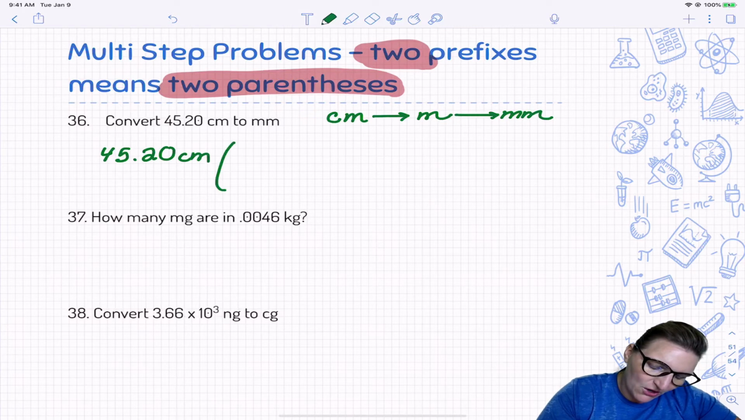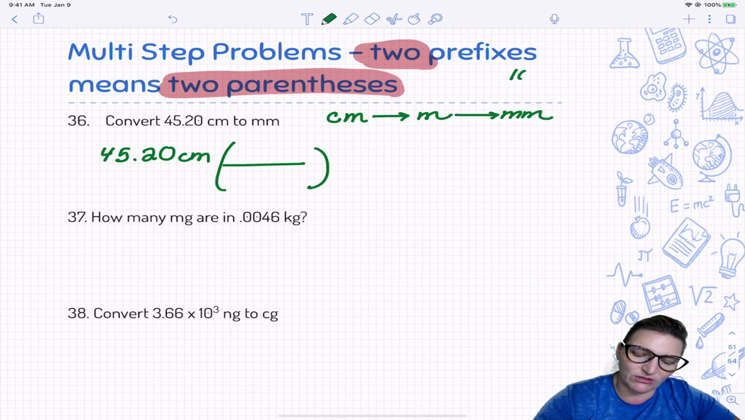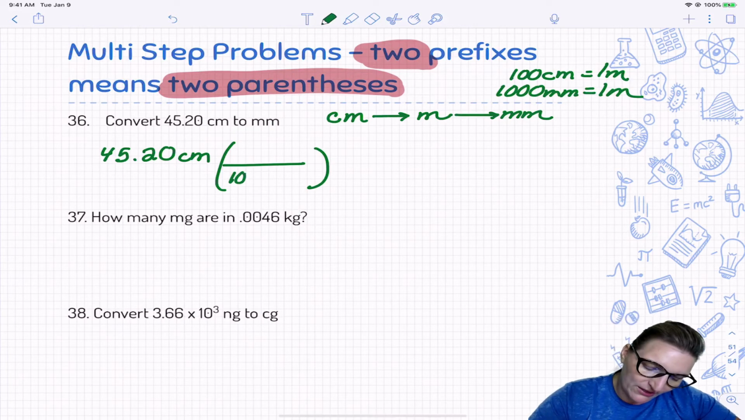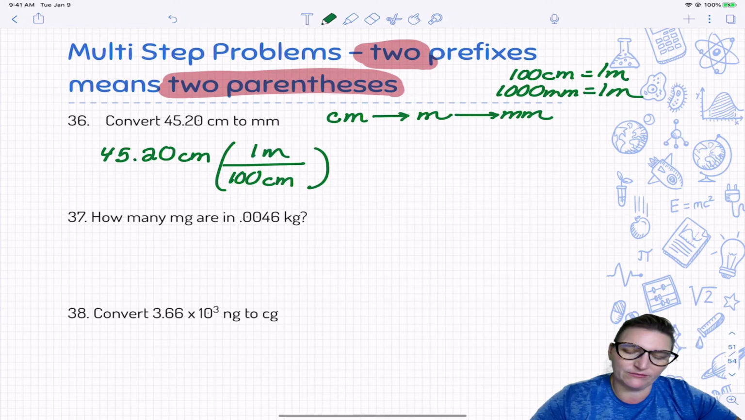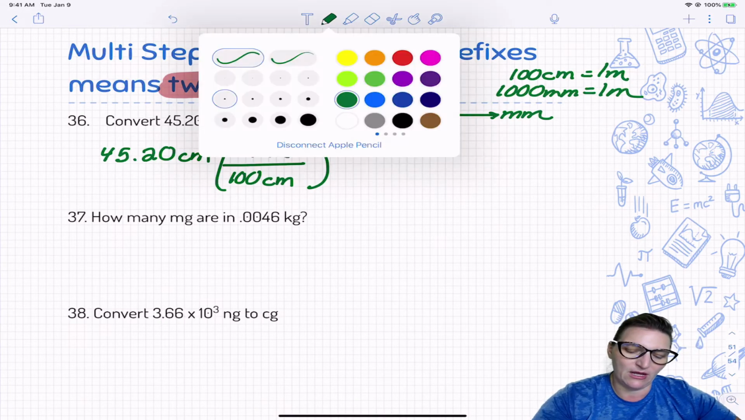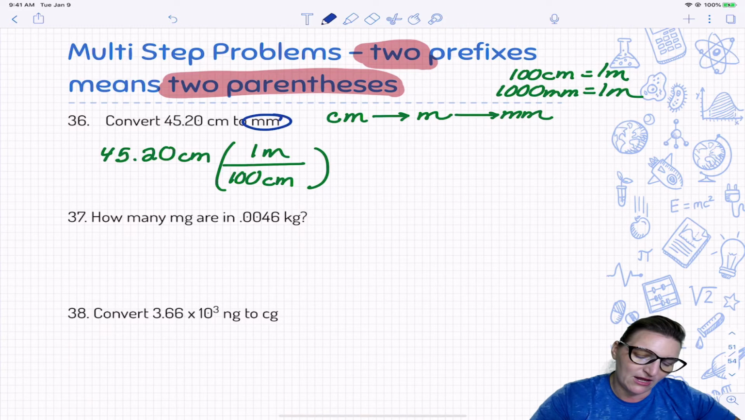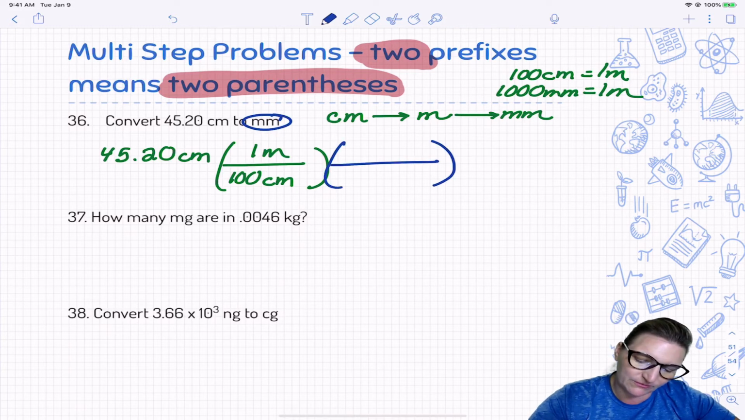So 45.20 centimeters. What conversion factors am I going to use? Well, I'm going to use 100 centimeters equals 1 meter. And 1,000 millimeters equals 1 meter. So the first thing I'm going to do is convert to that base unit. We're always converting to the base unit in the first parenthesis. So 100 centimeters, 1 meter. Now, in the second parenthesis, I'm going to convert from the base unit to the unit that I want to find, right? The question's asking me how many millimeters. So 1 meter, again down bottom, and 1,000 millimeters.